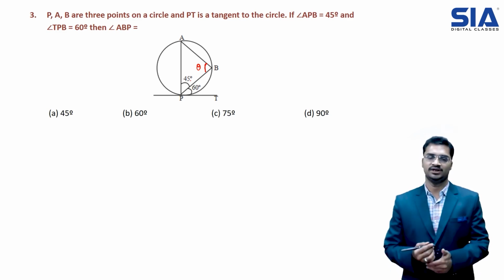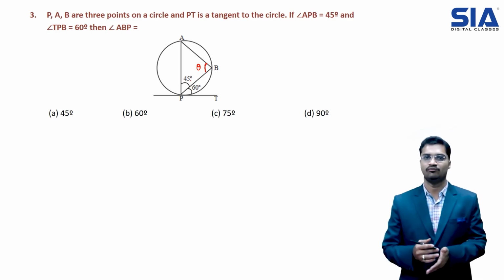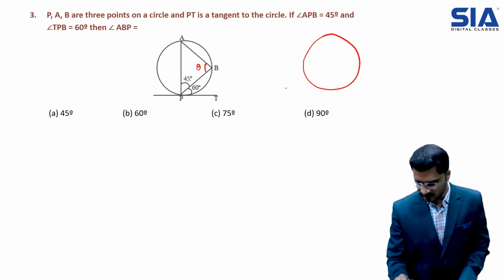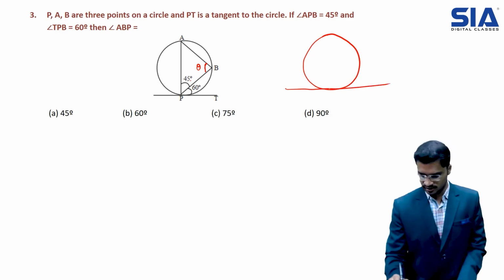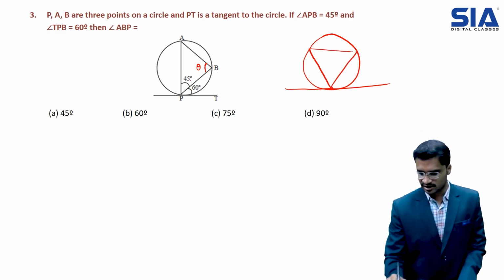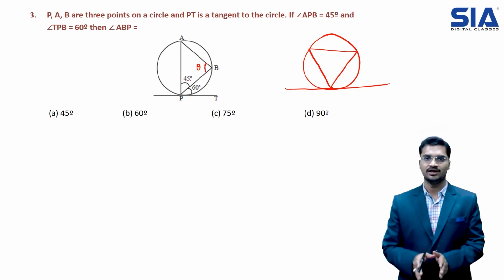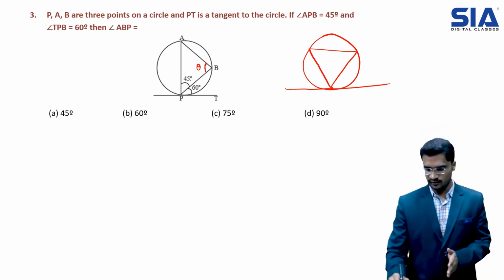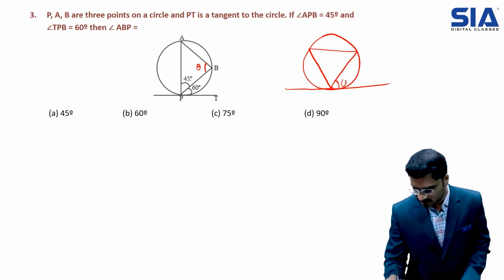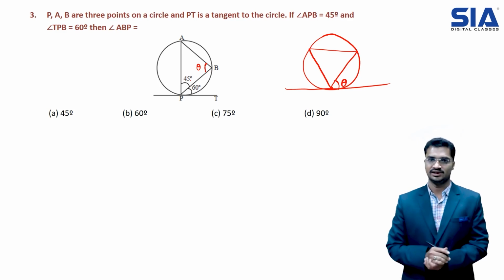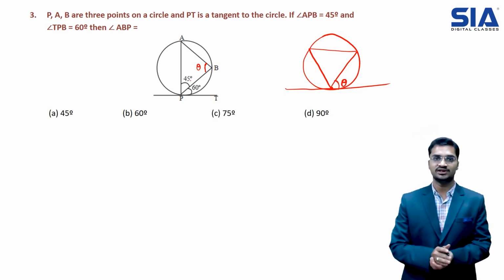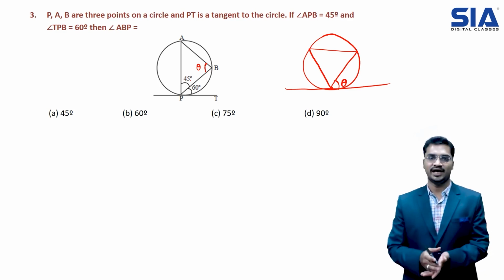There is a property called the alternate segment theorem. What is this alternate segment theorem? If a circle is like this and a tangent is drawn like this, meeting at this point, and we are drawing a triangle inside the circle, and I assume this angle as theta, then theta will also be available inside this triangle. So which angle will become theta?